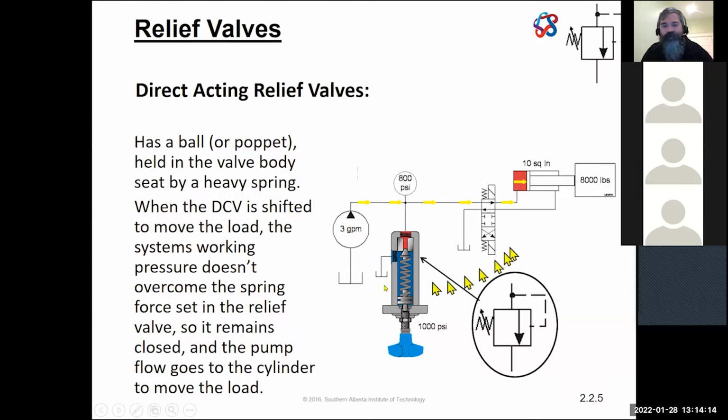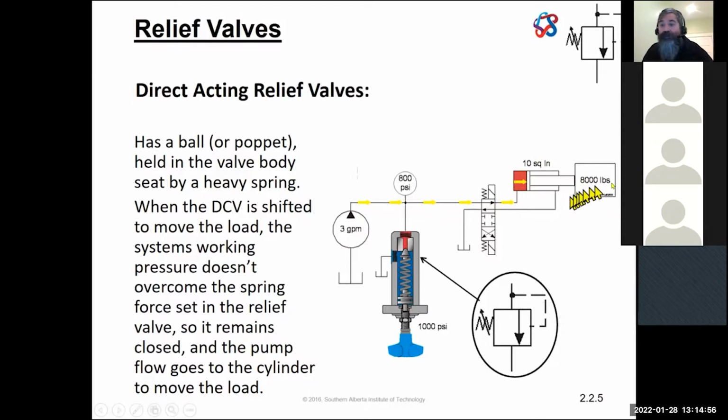So I've got here a basic circuit to extend a load. In this current position, the DCV, the directional control valve, is set to allow the fluid to go through and cause the cylinder to extend. There's 8,000 pounds of force required to make this extend. F equals PA: pressure and area are going to make up this force. I've got 10 square inches, therefore my pressure must be 800 PSI. So I've got 800 PSI in the system in order to extend this load.